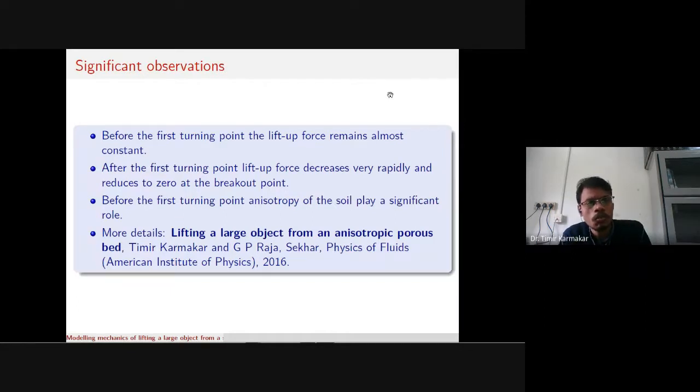We can conclude that before the first turning point, the lift-off force remains almost constant, and after the first turning point, the lift-off force decreases very rapidly and suddenly reduces to zero. At that point, we can tell that breakout occurs. That means we can lift the object up. And before the first turning point, when the pore flow is coming vertically upwards to saturate the gap, in such cases the anisotropy of the soil plays a significant role. More details can be found in this work.